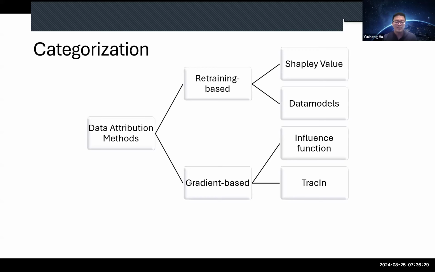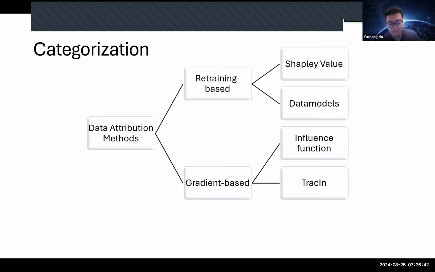Before digging into the details, I think it will be useful for us to review, because we have already covered many different data attribution methods in this reading group series. So at a high level, it'll be useful to try to categorize them into different classes. Broadly speaking, from my perspective, I would categorize data attribution methods into two broad categories. One is retraining-based algorithms, and the other is gradient-based algorithms.